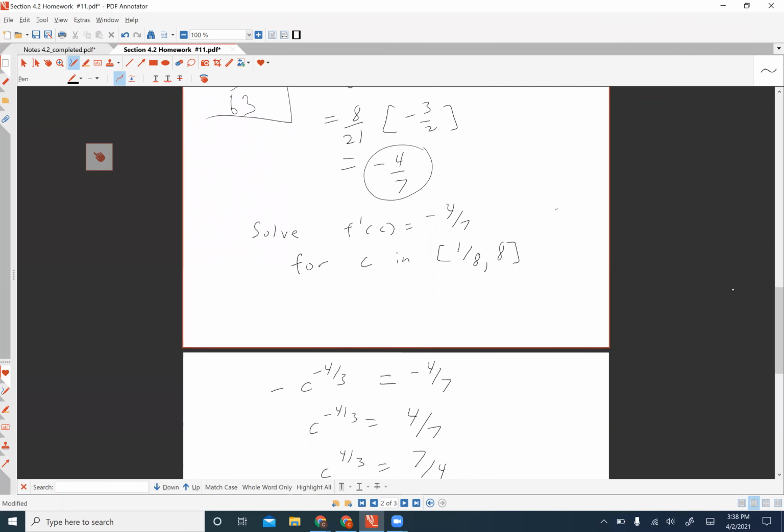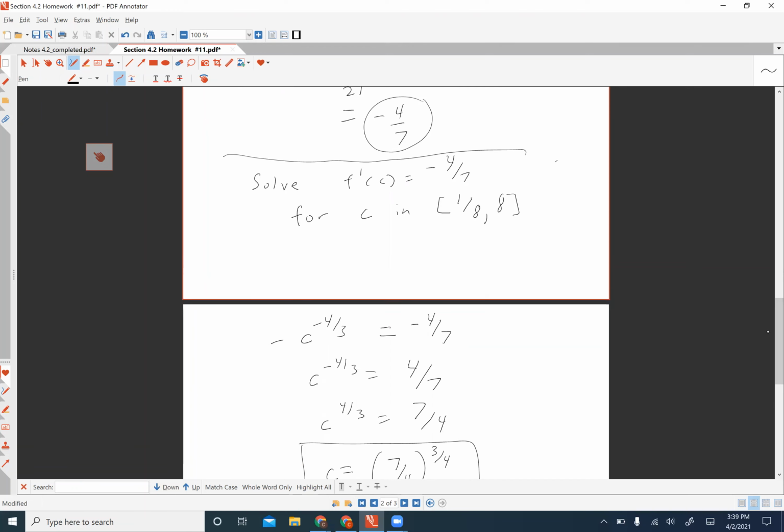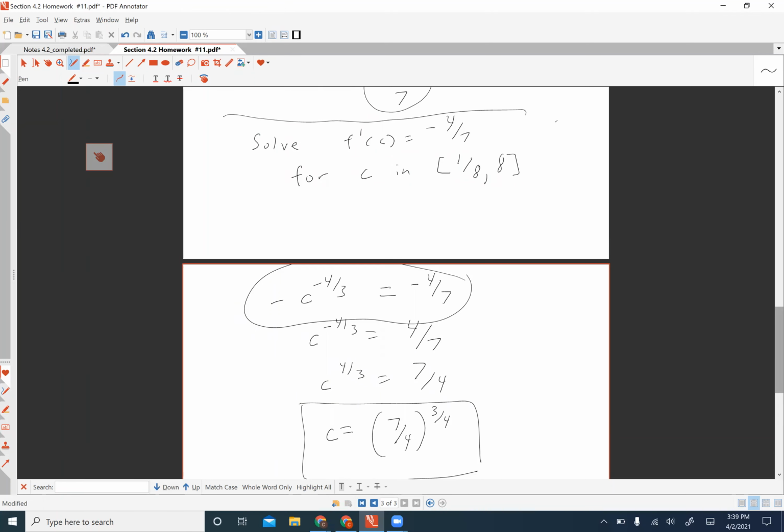Okay, so now we want to finish the problem. We want to find the c in the open interval 1/8 to 8 such that f prime of c is equal to negative 4/7. The derivative function was minus x to the negative 4/3. So we just solve minus c to the negative 4/3 is equal to minus 4/7. Just multiply both sides by negative 1. So you get c to the negative 4/3 is equal to 4/7.